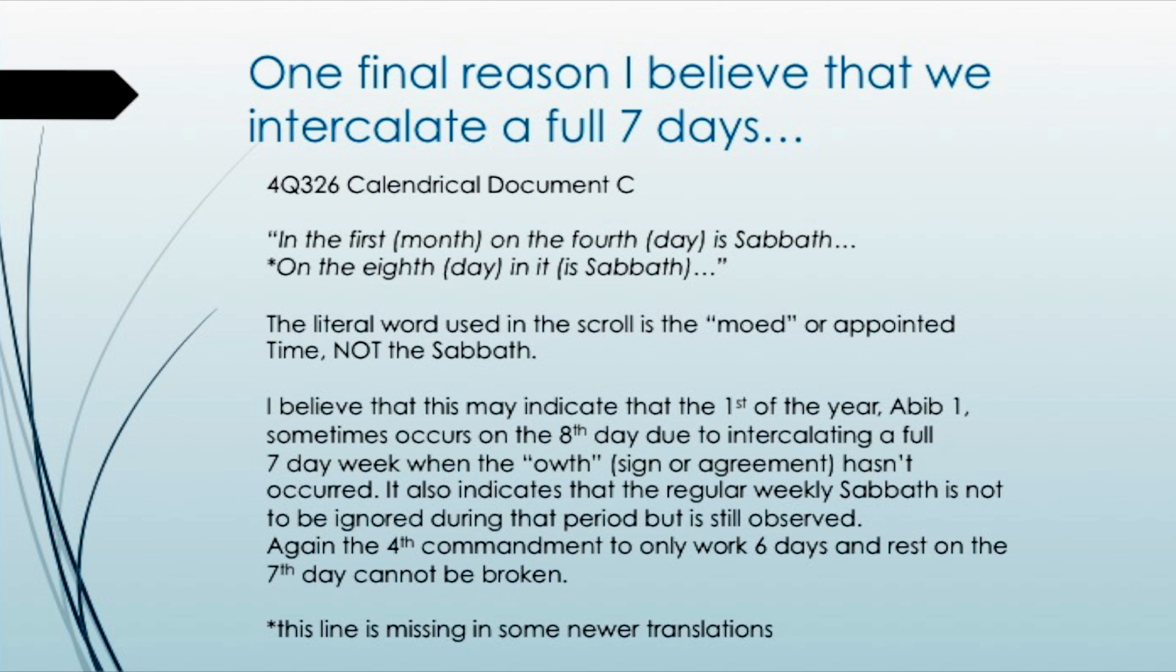I believe that this may indicate that the first of the year, Abib 1, sometimes occurs on the 8th day due to intercalating a full 7-day week when the oat, the sign, the agreement, the vernal equinox, hasn't occurred. It also indicates that the regular weekly Sabbath is not to be ignored during this period, but it is still to be observed. Again, the fourth commandment to only work 6 days and rest on the 7th day cannot be broken.